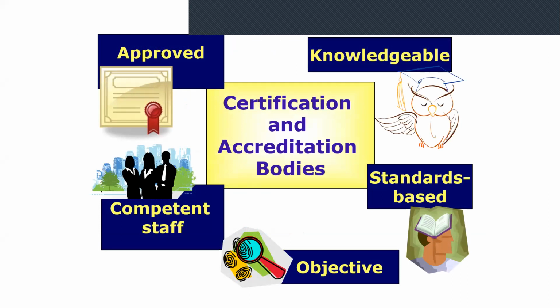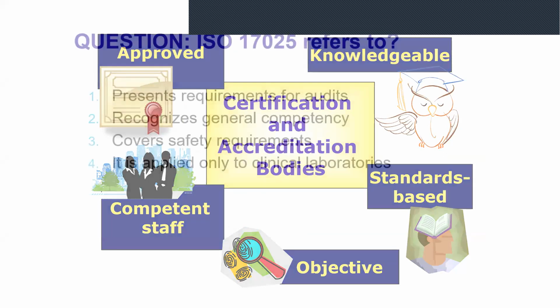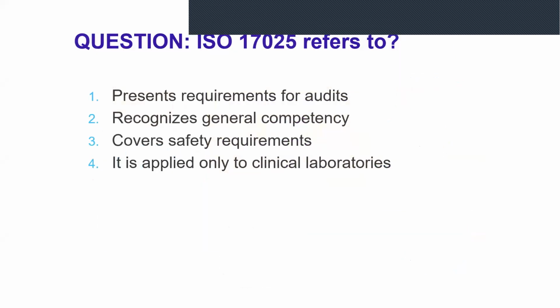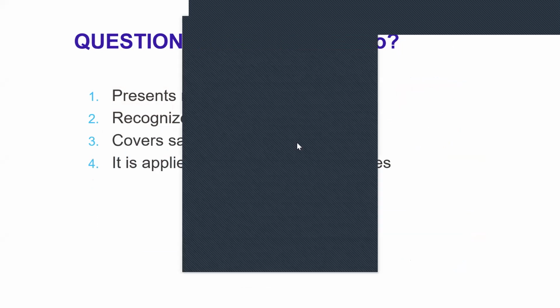You need to think that certification and accreditation bodies are knowledgeable. They are standard-based. Hopefully, they're all objective. They have competent staff, and they are approved by the country to help you in your process of accreditation. So the next question I have refers to something that I said previously: the ISO 17025 refers to what?